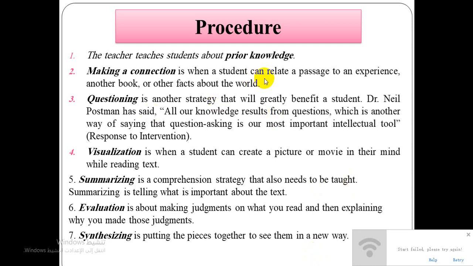In this procedure, making connections will help students understand what the author's purpose is and what the story is about. The teacher can use connections with any fiction or non-fiction text that the students read. The third procedure is questioning. Questioning is another strategy that will greatly benefit a student.